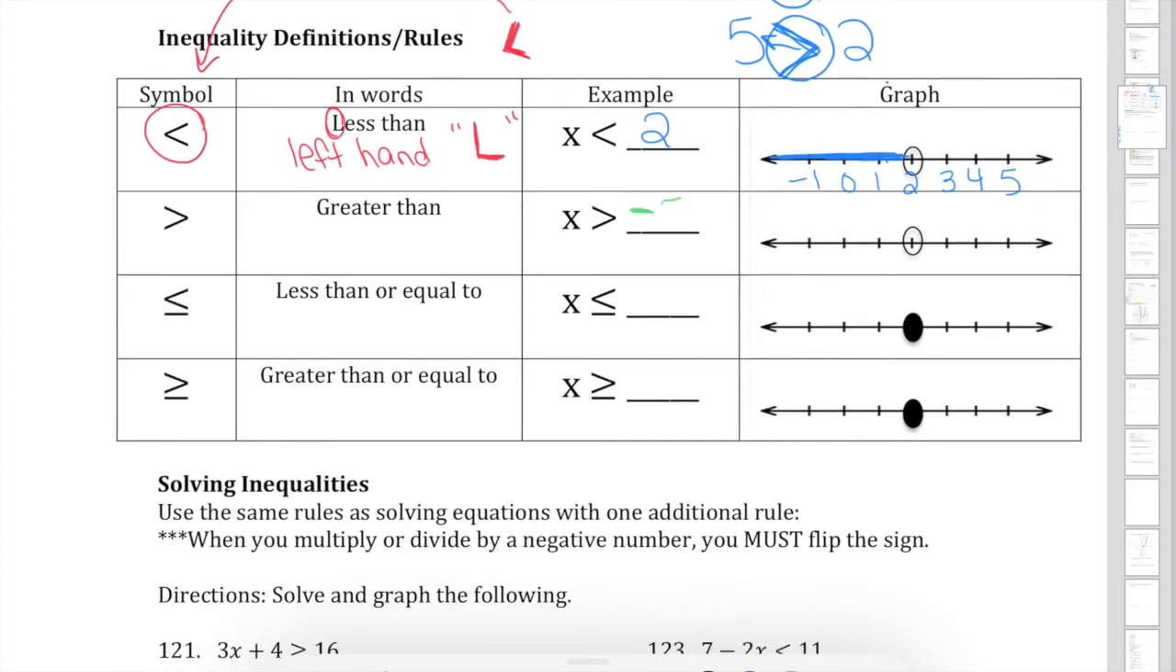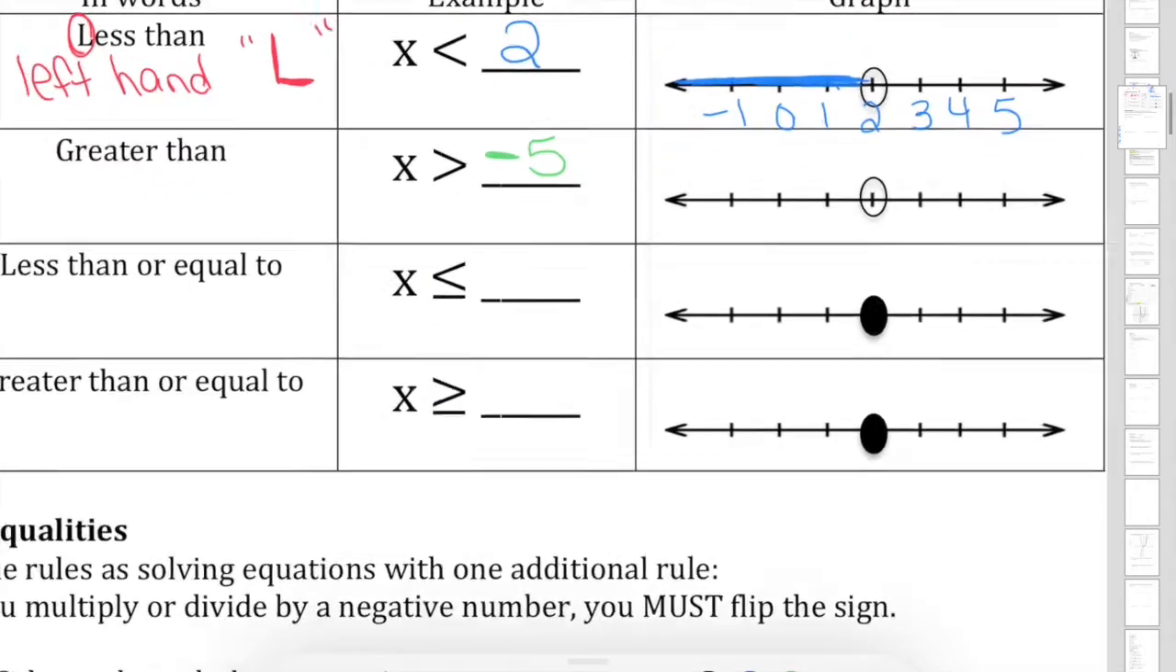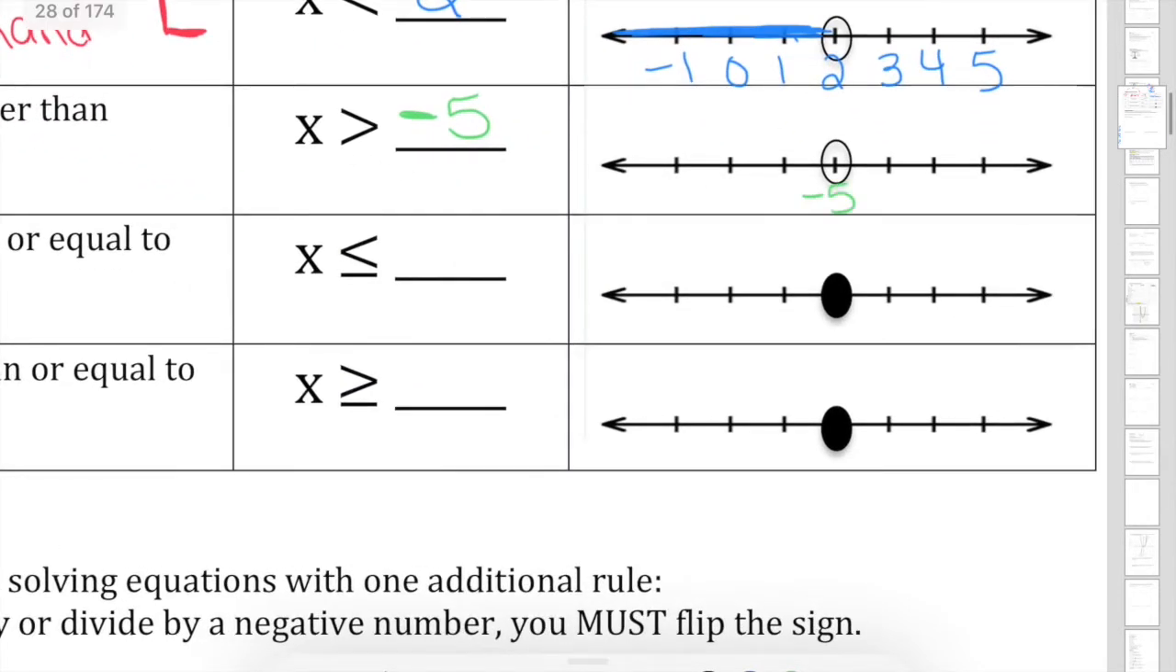We're going to do a greater than example, and I'm going to have you use a negative number. So let's say that x is greater than -5. Your -5 is going to go in the middle of your number line, but be very careful about your numbers around it. So the next number bigger than -5 is -4, -3, -2. When you're going towards the left, that's where your numbers are getting smaller, -6, -7, -8.